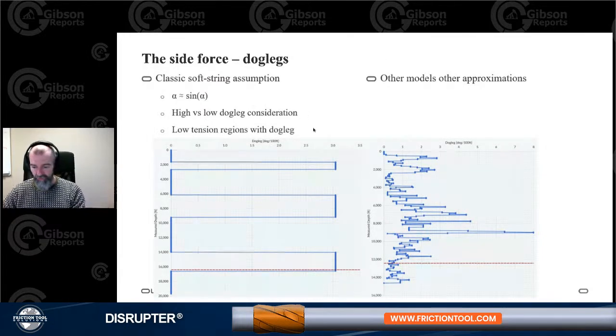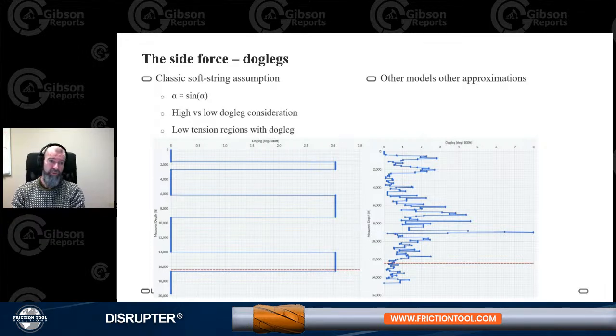So we talked about how the side force depends on what sort of model you use. But of course, it also depends on the geometry of the well. Basically, one could look at the azimuth and the inclination as two separate parameters, and that's typically what's used in the Johancsik model. But it's easier to plot these things as doglegs, because then you see the overall severity of how much you are turning or building or dropping off.